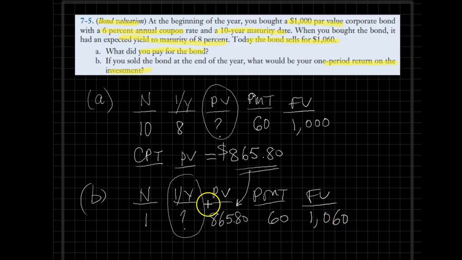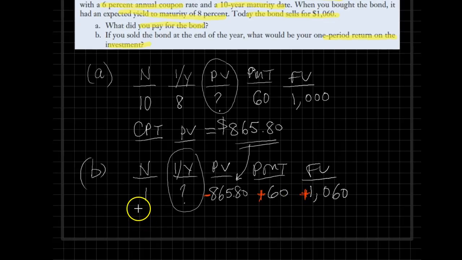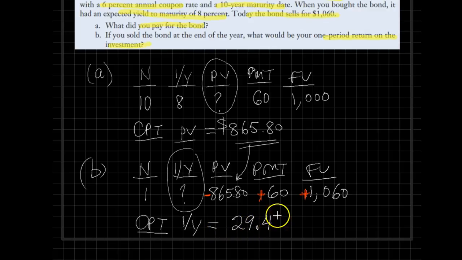Now, again, very important, because we are making a payment when we purchase the bond, we should not forget to put a minus sign for the present value, and the payment and future value will be both positive. And again, using our financial calculator, we should compute the I/Y, and in that case I/Y will come out as 29.48%. So that's one way to solve the problem, obviously.